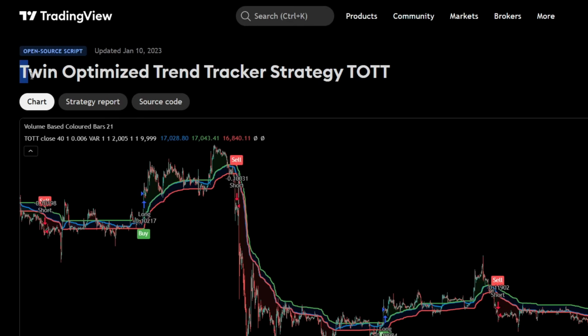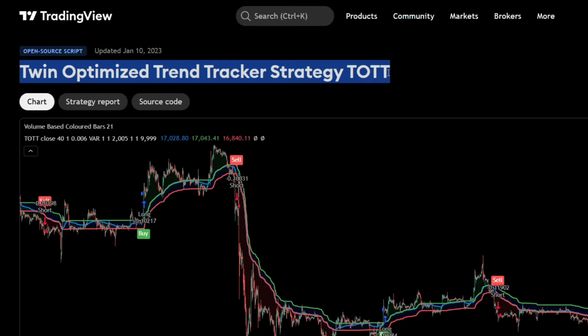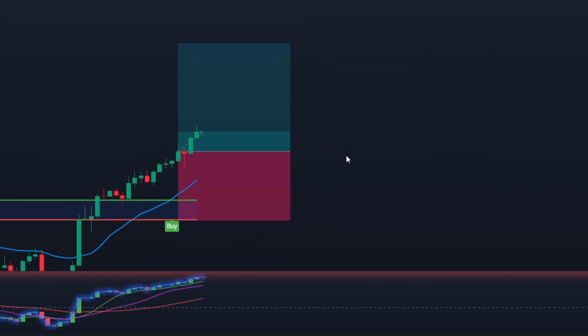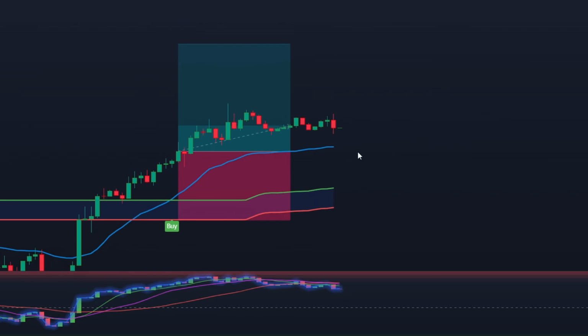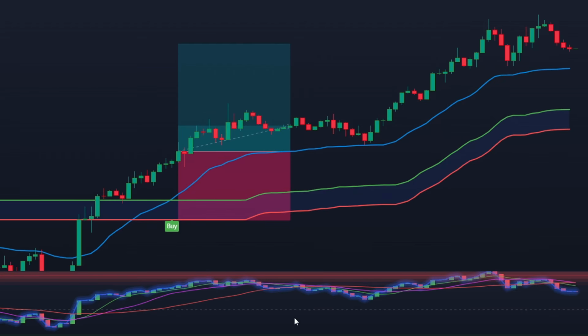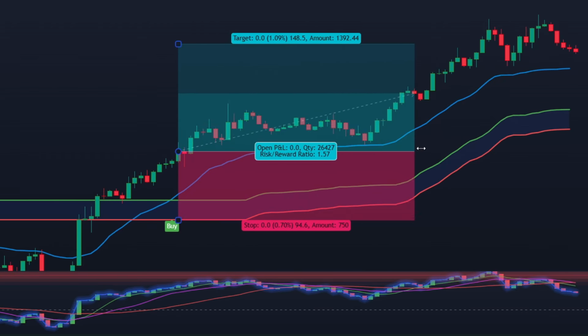The Twin Optimized Trend Tracker strategy on TradingView cuts through all that noise. It doesn't just tell you the trend, it shows you when momentum actually shifts, when price is rejecting, and where to get in with confidence. So give me a few minutes and I'll walk you through the full setup, the best settings, and how to trade it properly with real examples.